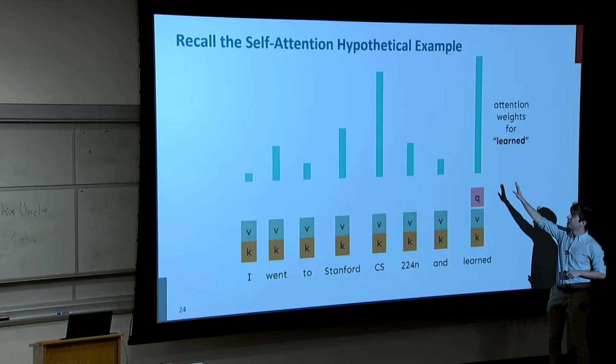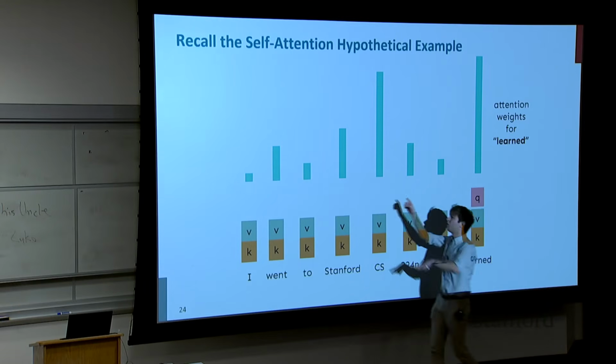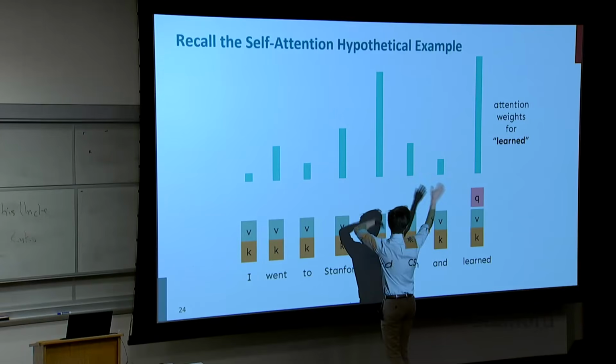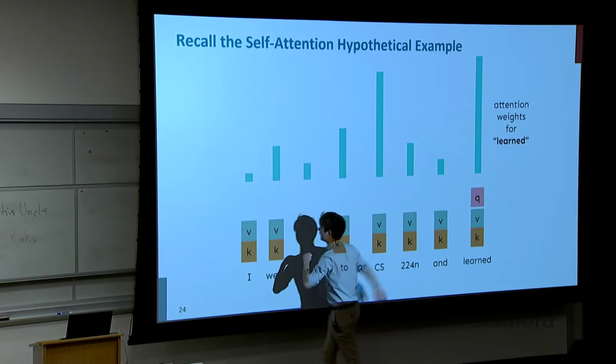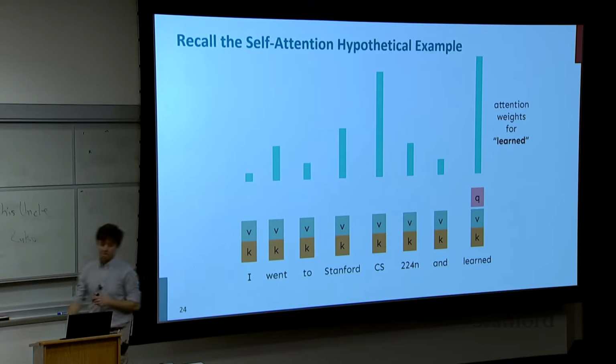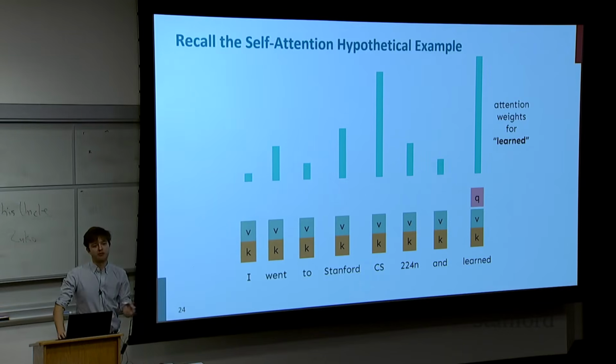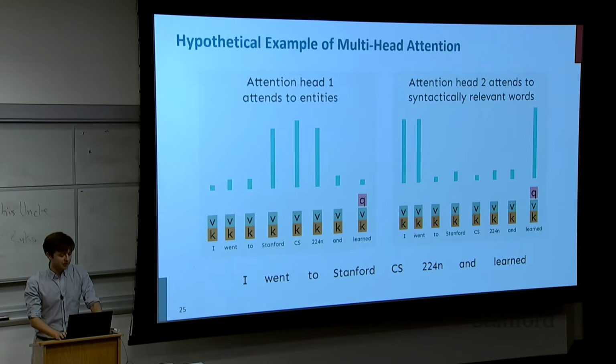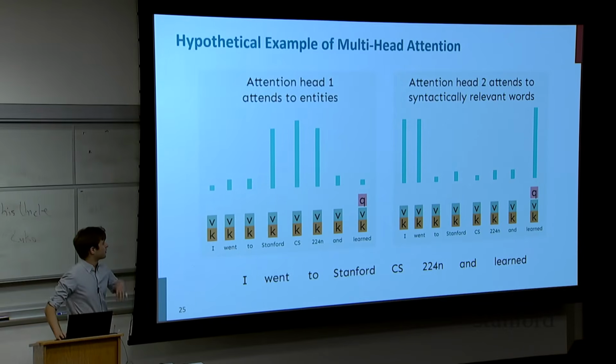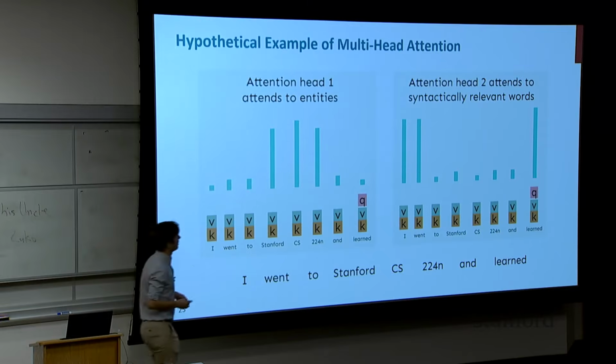And I was sort of giving these teal bars to say, oh, maybe intuitively you look at various things to build up your representation of "learned." But really there are varying ways in which I want to look back at the sequence to see varying aspects of information that I want to incorporate into my representation.